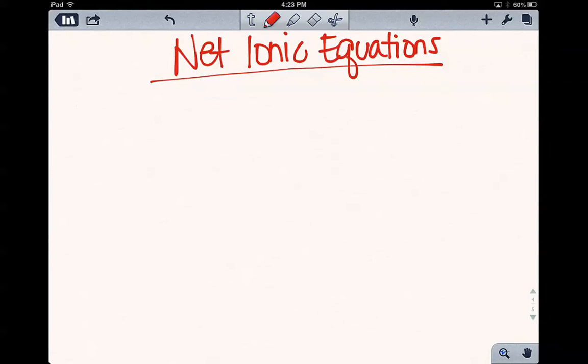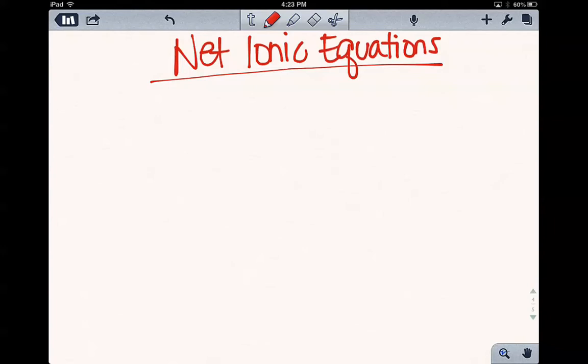So when we're discussing solutions, sometimes it's more important to focus on the parts of the solution that are actually changing and kind of weed out the parts that are just, you could think of it as watching the reaction happen. And so for that, we have net ionic equations.